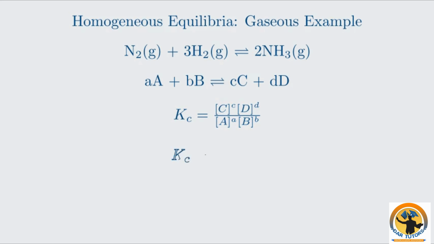Applying this to the Haber process, we get Kc equals the concentration of ammonia, NH3, squared, divided by the concentration of nitrogen, N2, to the power of 1 times the concentration of hydrogen, H2, cubed. Each species is included in the expression because they are all gases, and their concentrations are all changing as the reaction proceeds. Remember, the square brackets denote concentration, typically in moles per cubic decimeter.